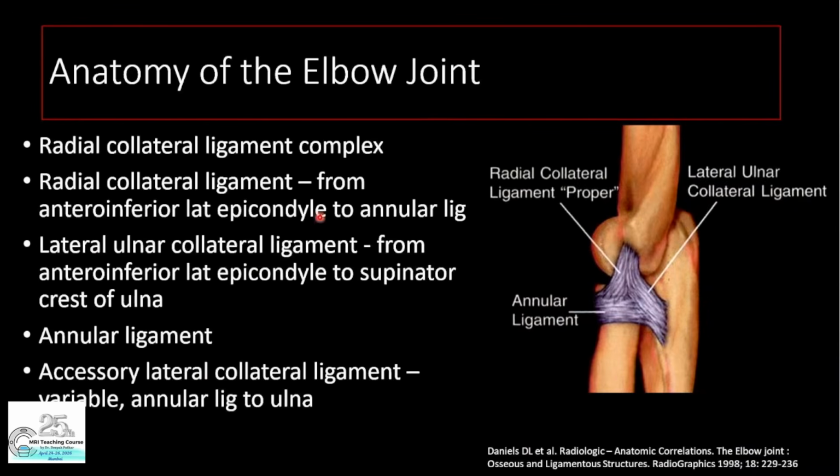Now let's do a recap of the collateral ligament anatomy on the lateral side. On the lateral side, you have the radial collateral ligament complex. This has a radial collateral ligament proper that goes from the lateral epicondyle to the annular ligament, a lateral ulnar collateral ligament that goes from the lateral epicondyle to the supinator crest of the ulna, and the annular ligament which encircles the radial head.